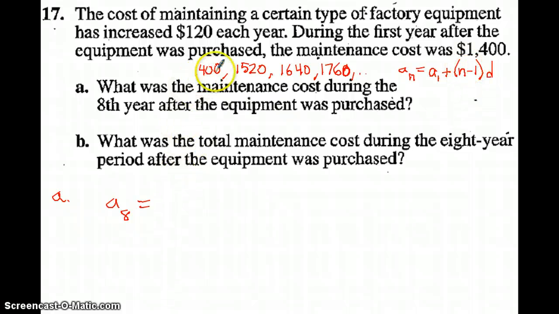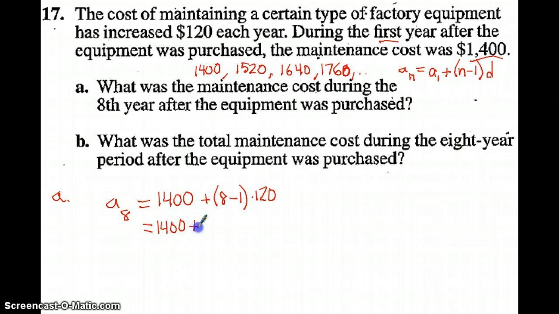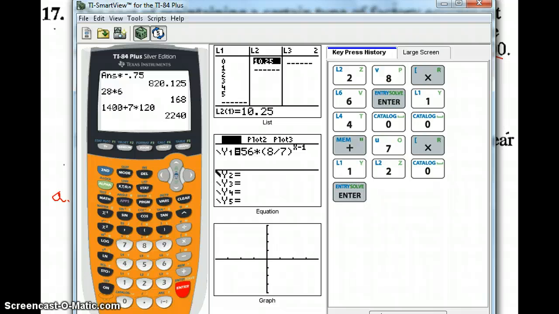Anyway, A sub 1 will be the 1400. During the first year after the equipment was purchased, maintenance cost is 1400. To me, that means A sub 1 is 1400. Then we're going to add n minus 1. I was almost going to say 7. I'll say 8 minus 1, so you can look at this later. Times d. D is the constant thing that's being added each year. So that's like saying 1400 plus 7 times 120, which is like saying 2,240.